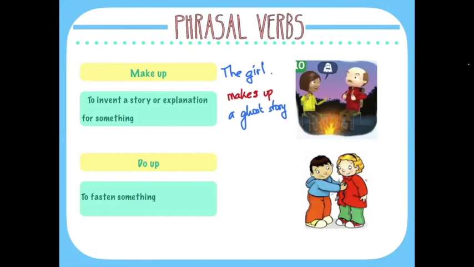Do up is to fasten something. Fasten is a not common verb that you use, okay? When you, for example, look at the picture, the boy fastens the red coat to the girl. When you have a shirt, for example, and this shirt has got buttons, you fasten them to close the shirt. Do you understand? Yes. That's okay? So fasten is do up.